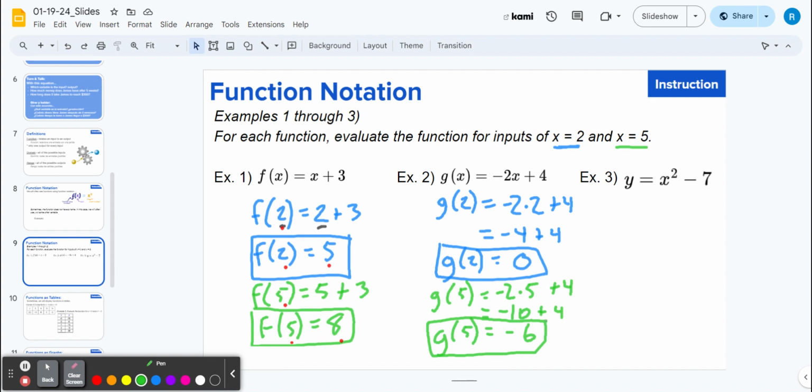Lastly, this is an example where we don't have a function name. Notice how the y here doesn't have a function name. It still has an output. It's still going to be our output. That's still what we're calculating. We just kind of got to maybe make some notes to keep our work a little cleaner.